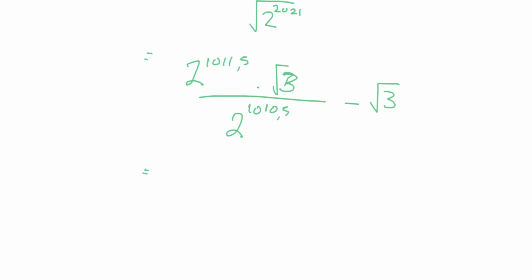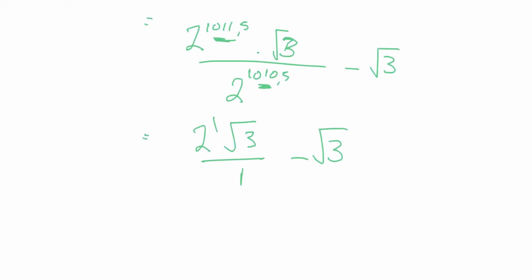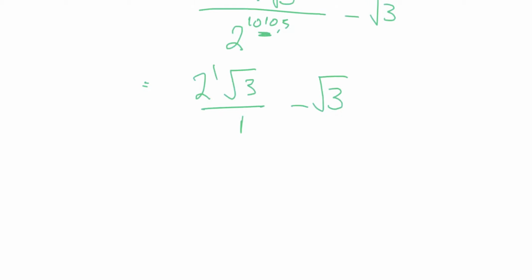When you subtract the exponents, you are left with 2 to the power of 1 multiplied by root 3 over 1, subtract root 3. So what we did is we took this 2 and subtracted the exponents, and this is what it gave us: 2 to the power of 1. Now from here, can you see that this is still the same as 2 root 3, subtract root 3?